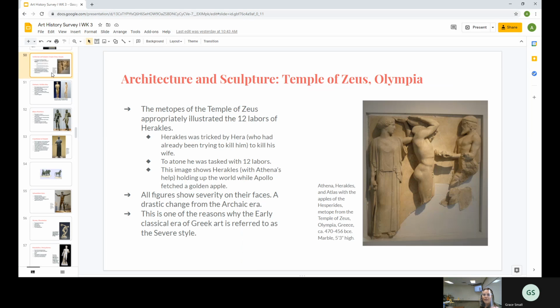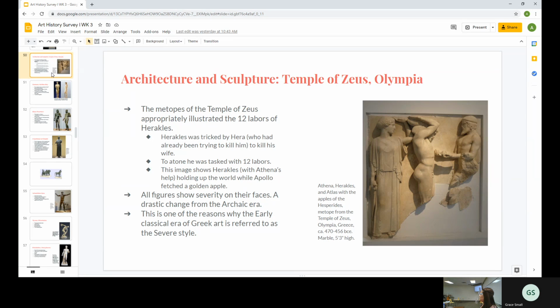Some more sculptures. We're not going to talk about this one, but this does illustrate it. It's from the metopes of the Temple of Zeus. It illustrates the 12 labors of Hercules, which is what those metopes were focused on.